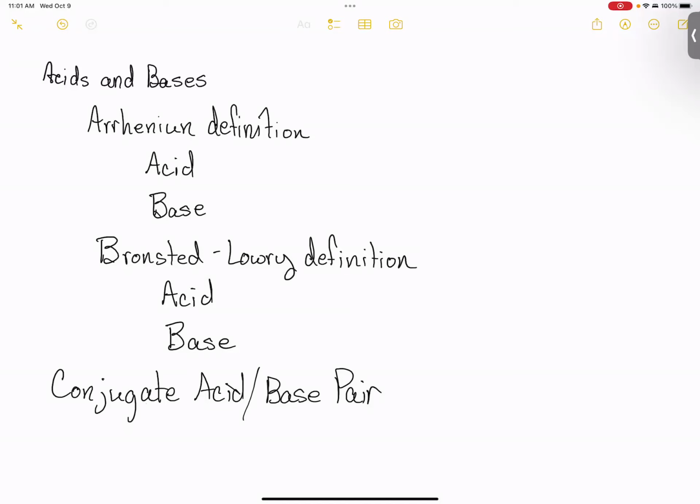So again, we're going to start with the Arrhenius definition. That's supposed to be Arrhenius, not Arrhenium. Then we'll go to the Bronsted-Lowry definition, which leads into the concept of conjugate acid-base pair. Once we talk about a conjugate acid-base pair, we're going to take time to learn to identify the conjugate acid-base pair in a chemical reaction.